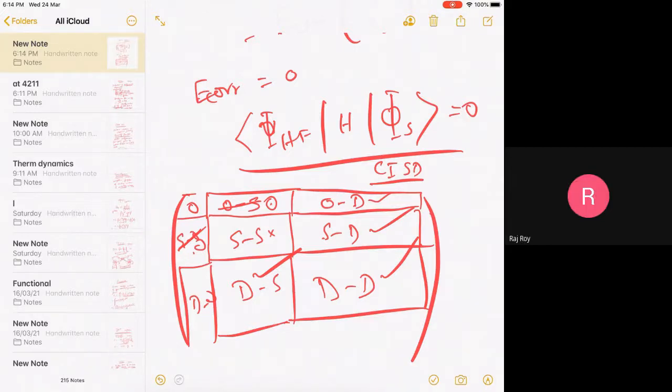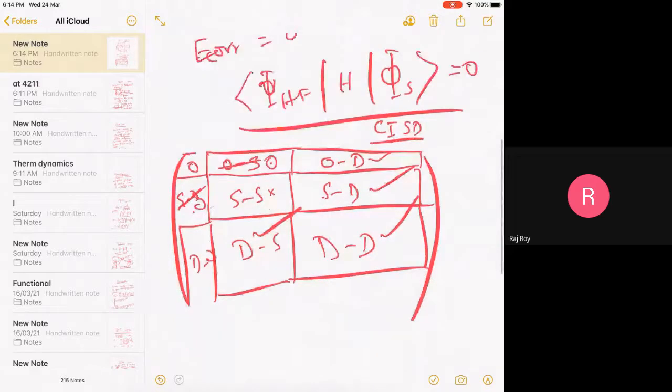Sir, yeah. I mean, if we sandwich the Hamiltonian between singles and doubles, and if it is non-zero, then we will say that it mixes. Of course. Okay. That's the meaning of mixing. Okay, sir.